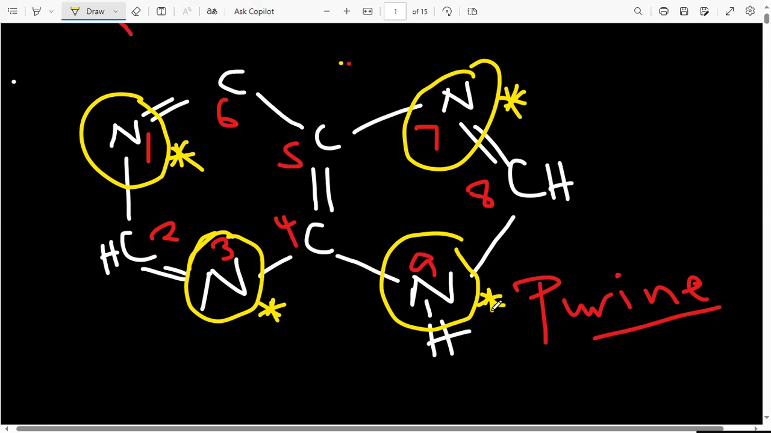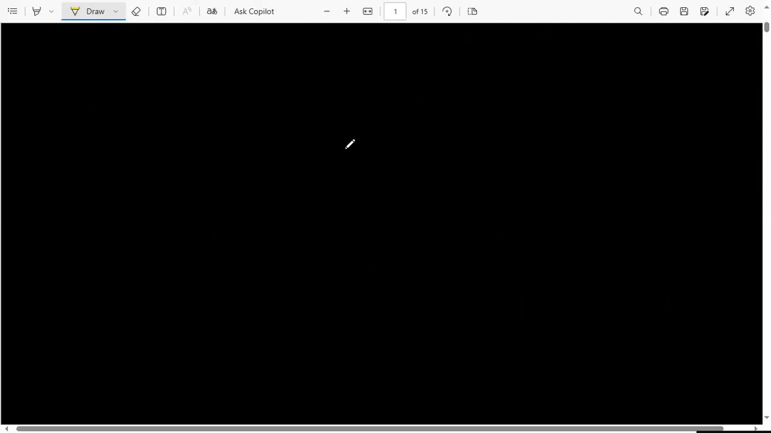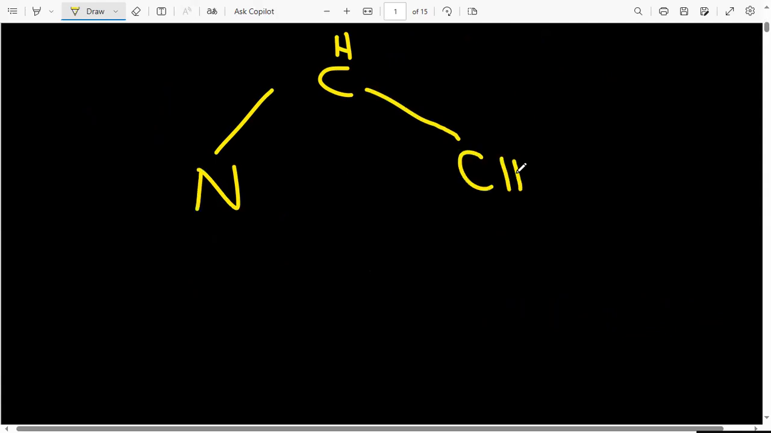For a pyrimidine, it's just one ring. You can draw a replica of a benzene ring and then start adding things. We know that a benzene ring will look something like this. So you have N there, and then this one is here.